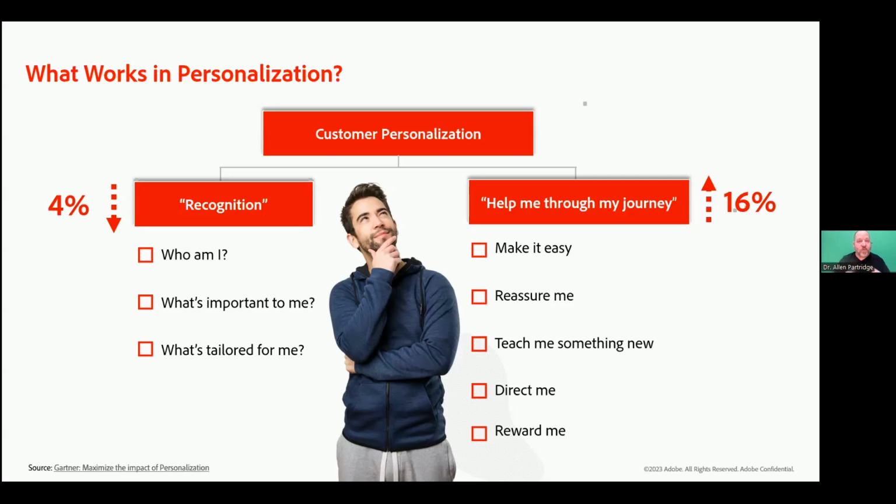You identify what's important to them, and you show them that the space, the application, the site, the materials are being customized to their expectations and needs. That's just the bar that you're already required to hit. Okay. Over on the right hand side, these elements make it easy, reassure me, teach me something new, direct me, reward me. These are the elements that more and more organizations, according to Gartner, are focused on now, saying, look, this is now the soon to be minimum standard that we need to achieve.